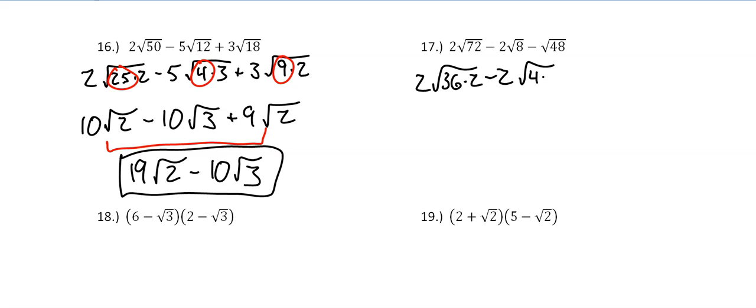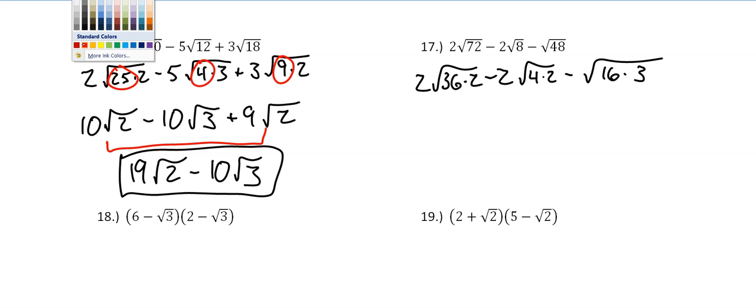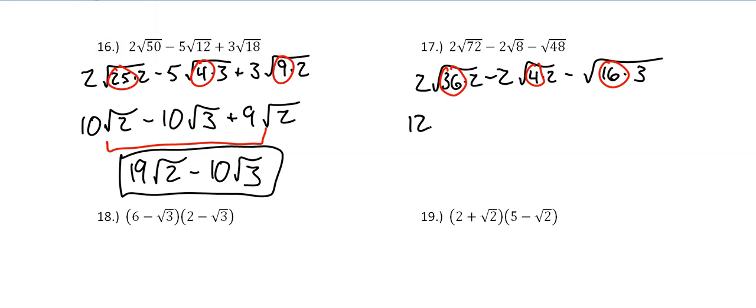Here, the 8, that's 4 times 2. The 48, that's 16 times 3. And now I start simplifying each of these. And again, I'm going to cut out a little bit of the steps that I was doing before. But here, the square root of 36 is a 6, times 2 is the 12. Here, the square root of 4 is a 2, times 2 is the 4. And here, the square root of 16 is a 4. And the 3 is still trapped.